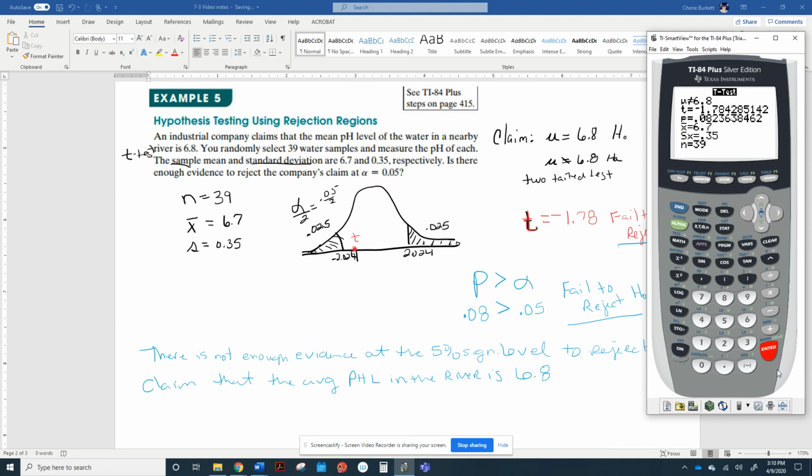Okay, so the rest of the 3 examples, I'm just going to put a paper copy on Blackboard.